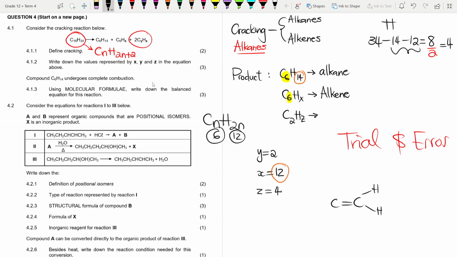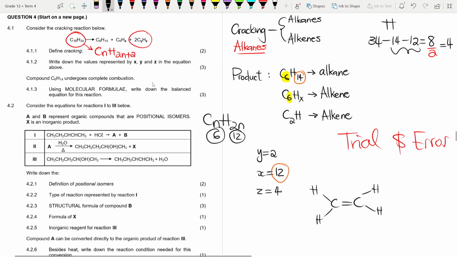I can have 2 C's and 4 hydrogens, and that should mean that there's a double bond in between, making this one also an alkene. Okay, and that's how to work out that.